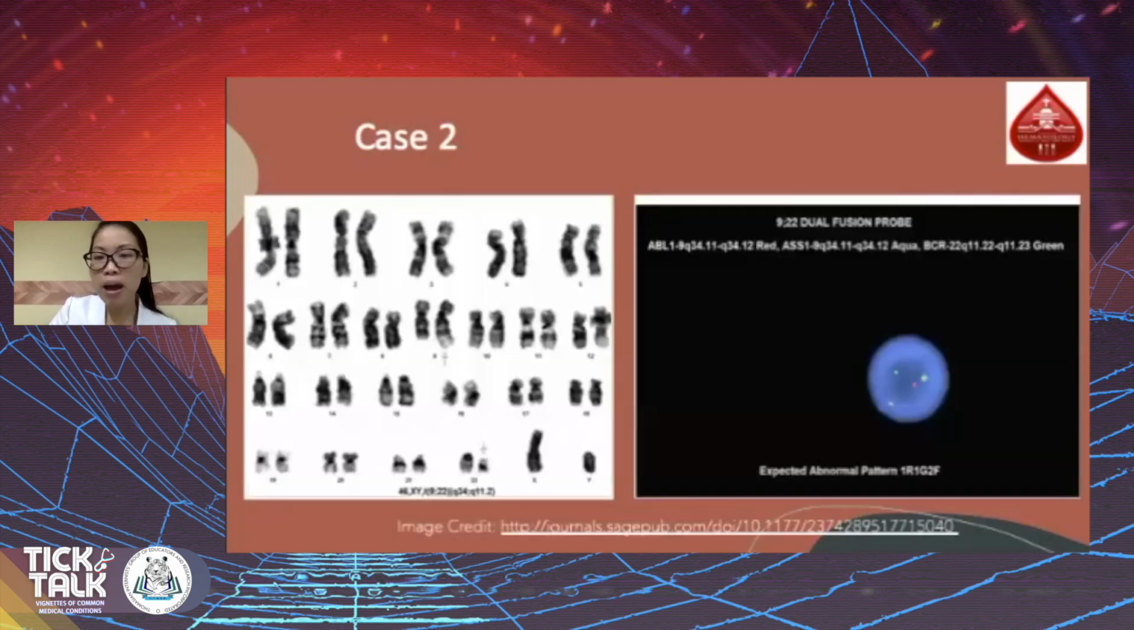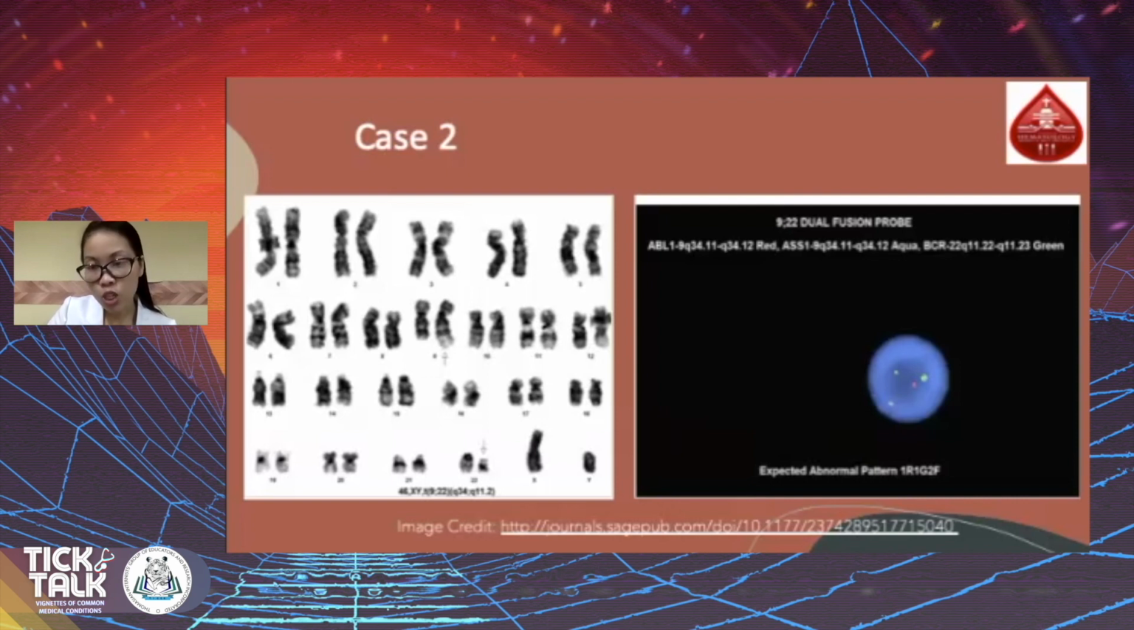Further, somewhat sophisticated tests. On the left is the result of conventional karyotyping, showing the classic translocation t(9;22) between the long arms of chromosomes 9 and 22, which characterizes chronic myeloid leukemia. Arrows represent the abnormal derivative chromosomes resulting from this apparently balanced translocation.